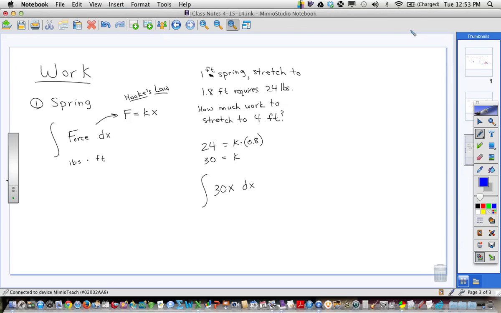How much work to stretch to 4 feet? Now, what we meant is from its natural length, not from the 1.8. That's just from its natural length. And again, if this was a problem, it'd be worded better. I was trying to shortcut it as I wrote this. The question would be, how much work is required to stretch the spring from its natural length to 4 feet?